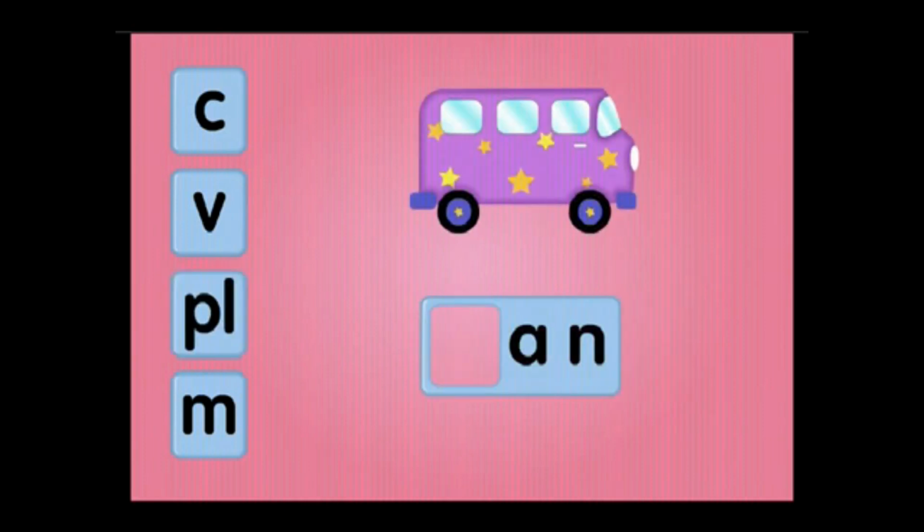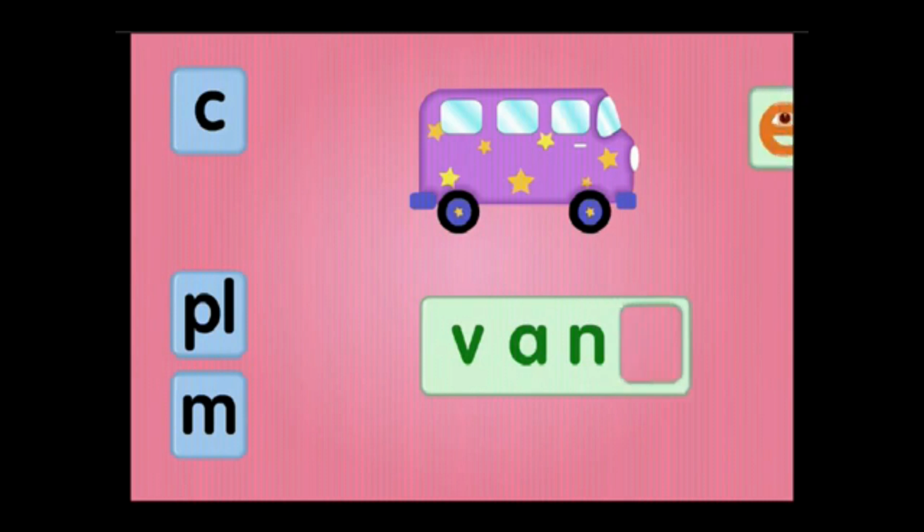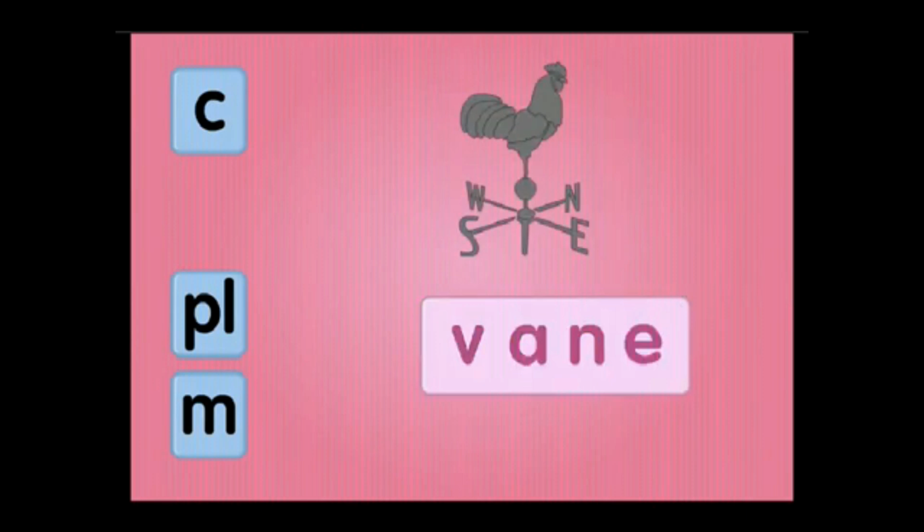Van. Which letter or letters makes the word van? The letter C, V, P, L, or M? You decide. Van. Add the silent E. Vane.